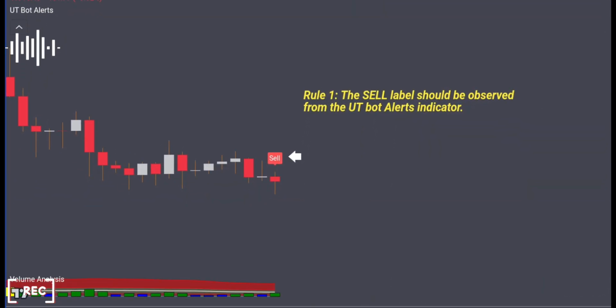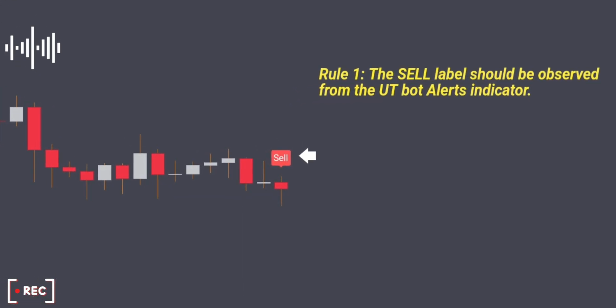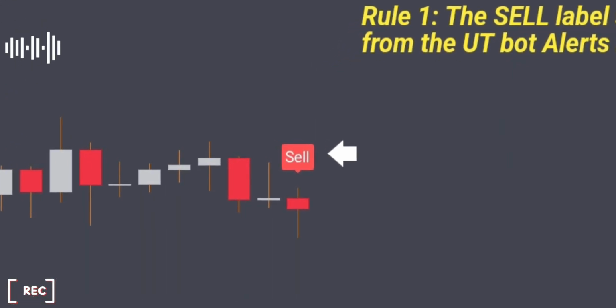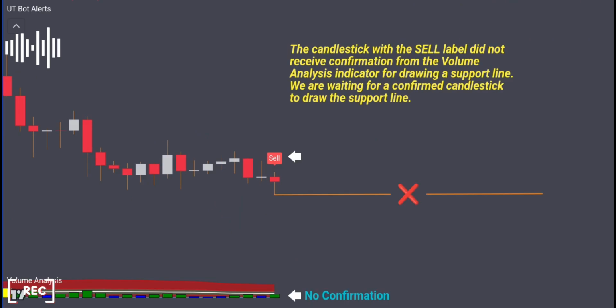Please watch the video without skipping, as I'll also be showing you the traps in the market. In this example, we also see a sell label. However, as you saw in the previous example, we don't draw a support line under the bar where the label is formed, because the volume of this bar, confirmed by the volume analysis indicator below, is not approved. We won't take any action on candlesticks that the volume analysis indicator hasn't confirmed.